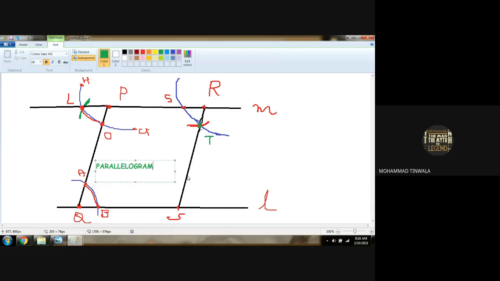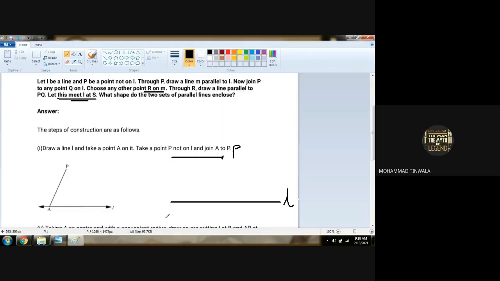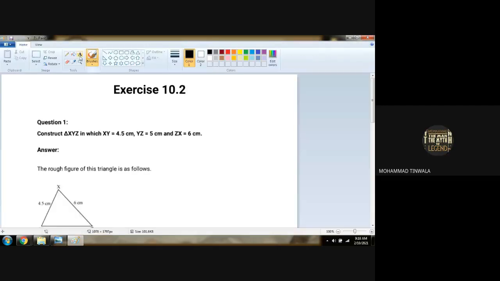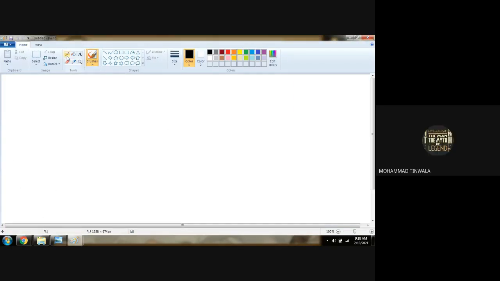Have you all understood the construction of question number 3 in this? Okay, so with the help of this construction, we completed our exercise 10.1. Let us start with exercise 10.2. Who will read this question?